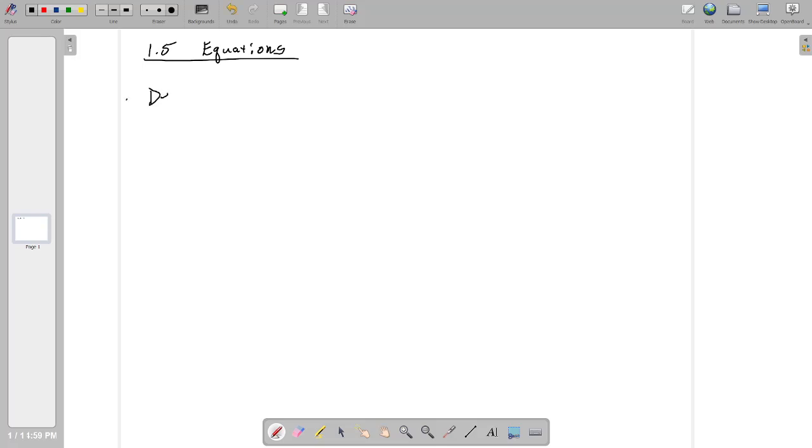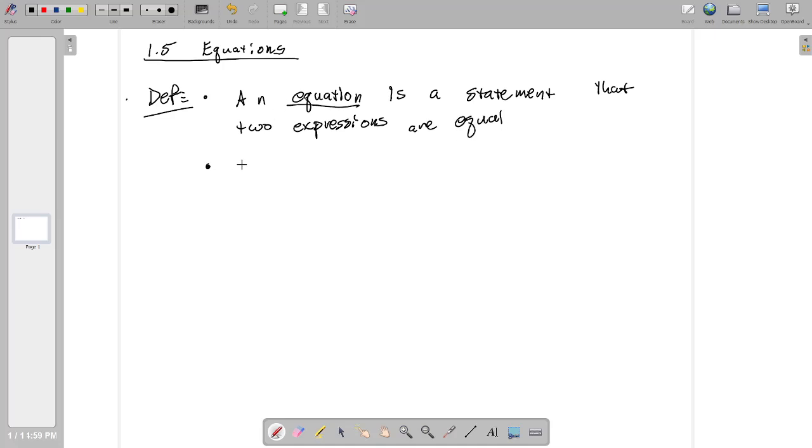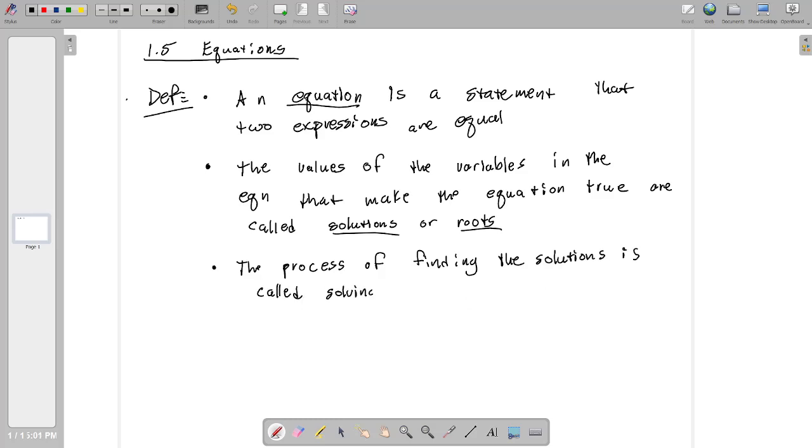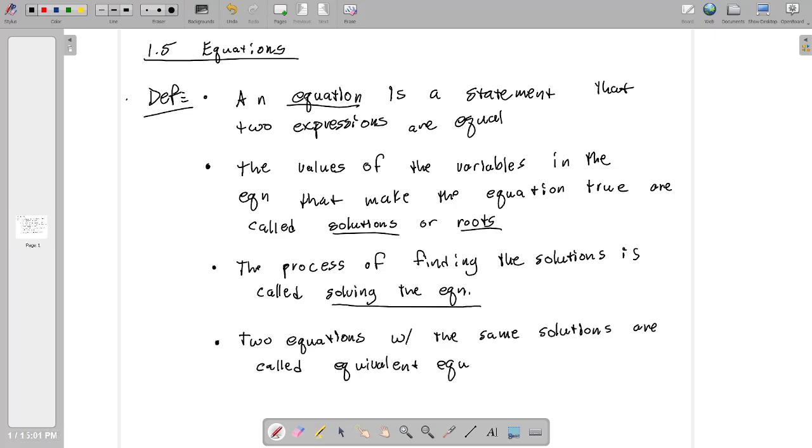First, let's start with a few definitions. An equation is a statement that two expressions are equal. The values of the variables in the equation that make the equation true are called solutions or roots. The process of finding the solutions is called solving the equation. Two equations with the same solutions are called equivalent equations.